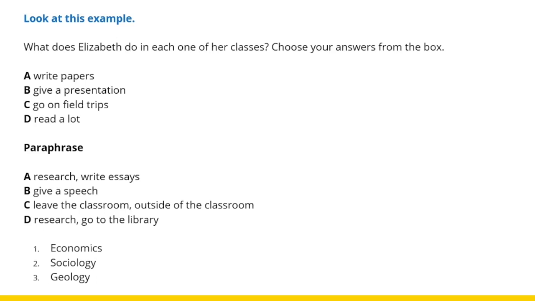In economics class, she is writing papers, maybe. So you're going to write down A. Sociology class, maybe she's going on the field trip. So for sociology, you're going to write down C. And for example, geology, maybe she's reading a lot, or maybe she's writing papers as well. So it can be an A or D. As you can see, some answers can be repeated. For example, economics and geology both can be an A. Just pay attention and listen carefully.